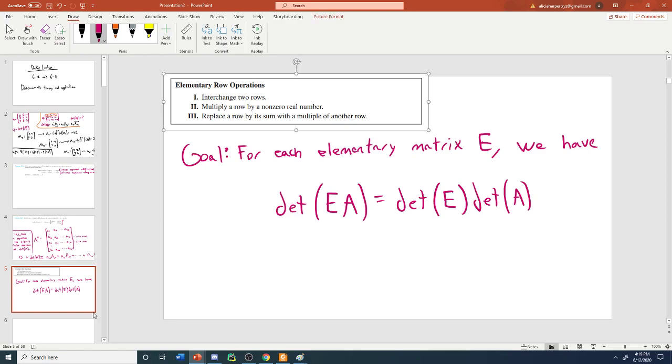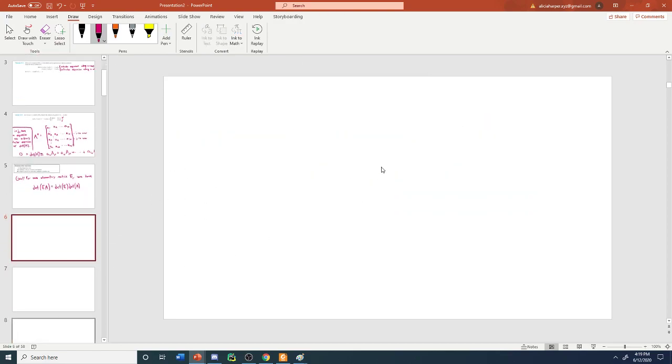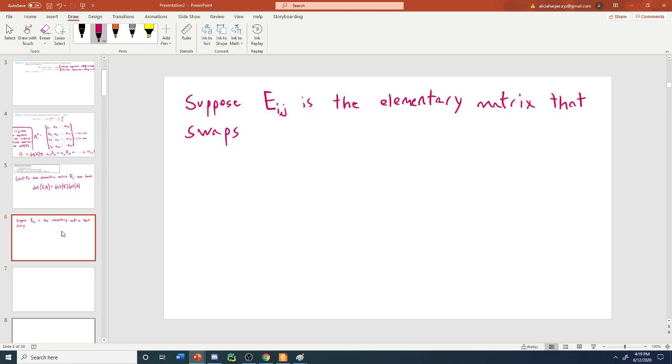Okay, so suppose E_ij is the elementary matrix that swaps row i with row j.